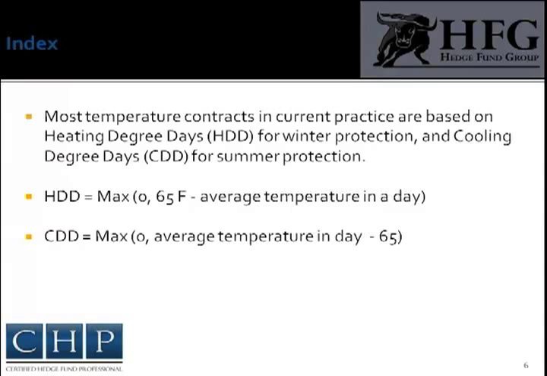Weather derivatives are mainly used as tools to hedge weather exposure, but they also can be used as a speculative tool. Most temperature contracts in current practice are based on heating degree days, which protect in the winter, or cooling degree days, which protect in the summer. A heating degree day is anywhere between 0 and 65 as an average temperature in the day. Cooling degree days equals the average temperature of the day minus 65.